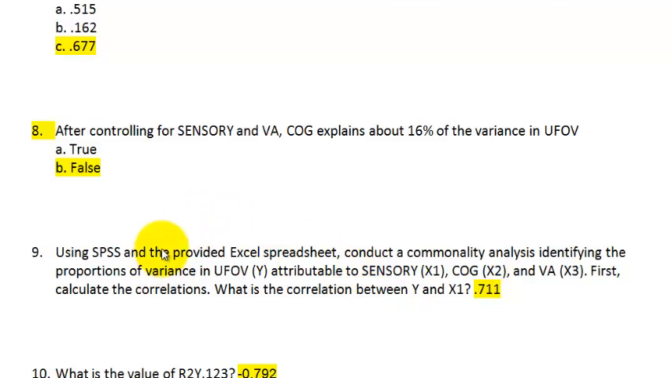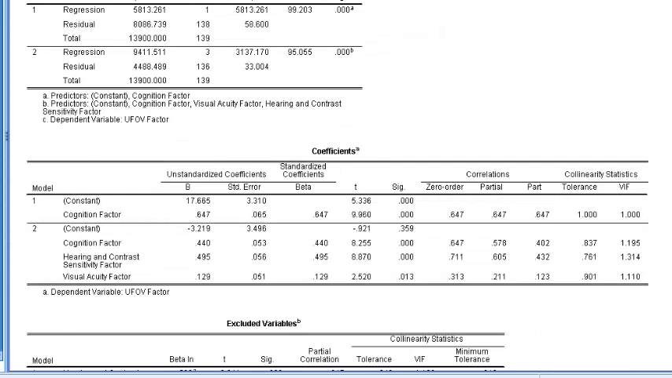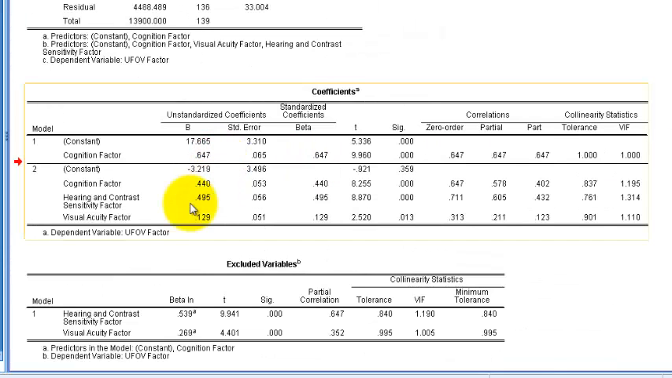Okay, so back to the hierarchical where we controlled for sensory and VA. It says COG explains about 16% of the variance. I don't think that's right. What we're going to do is go down to the coefficients box. And because these 2 were controlled for, not removed, if they were removed, we would be looking at the part coefficient, I'm sorry, the part number. But because they were controlled, we're simply going to look at the 0 order correlation.